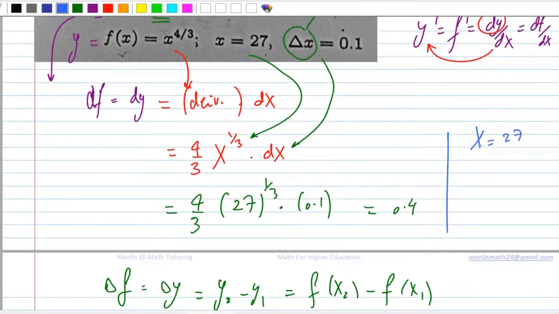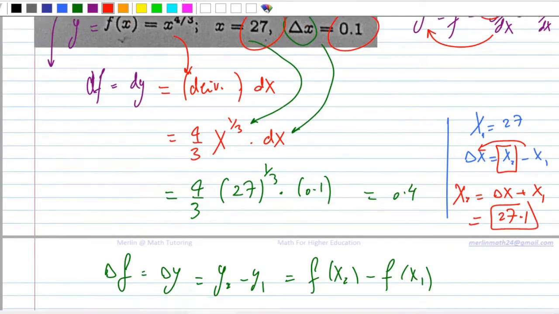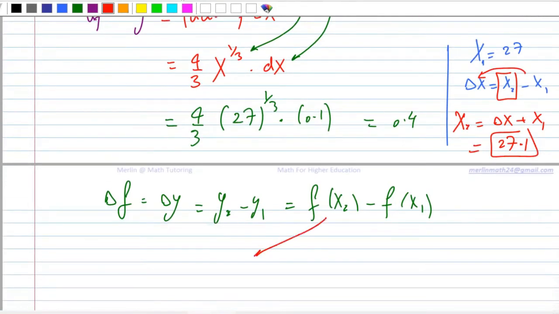x equal 27 is the first x, so we say x1. Delta x means x2 minus x1. So we can find x2 from this relation. x2 would be delta x plus x1. If you add those together, you get x2, so it's 27.1. We need x2 to find y2, and y1, which gives delta y. So f of x2, you figure out how much. f of x1, you figure out how much. Then you subtract, you get your delta y.